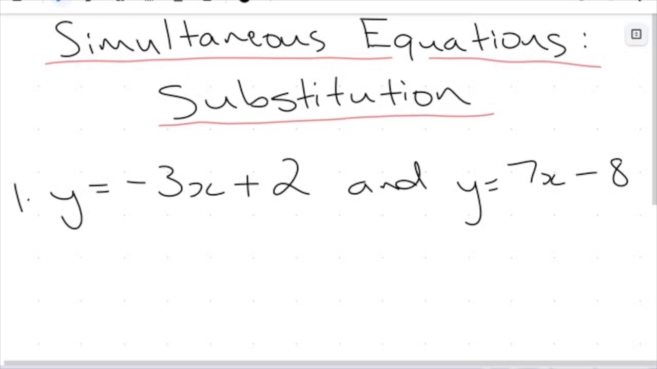Hello everyone, welcome to another video. Now, in this video and the next couple after, we are going to be on the home stretch from the Year 10 linear relationships course. And all of these videos are going to be centered on this idea of simultaneous equations.